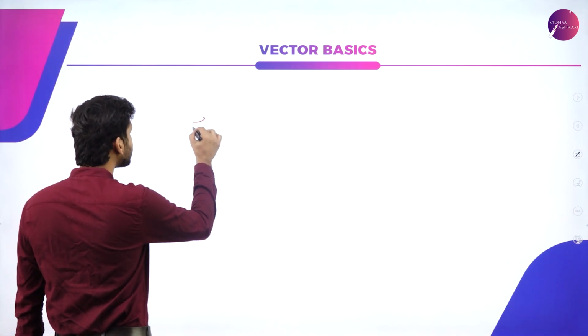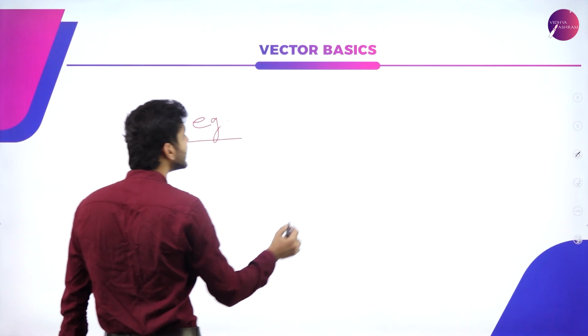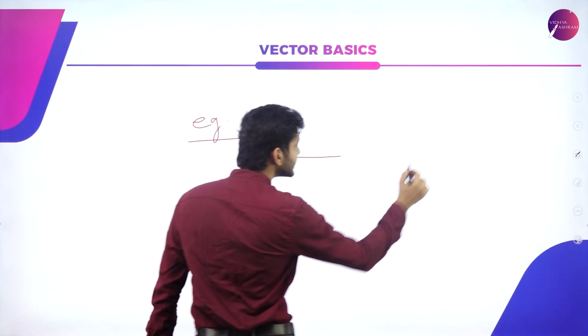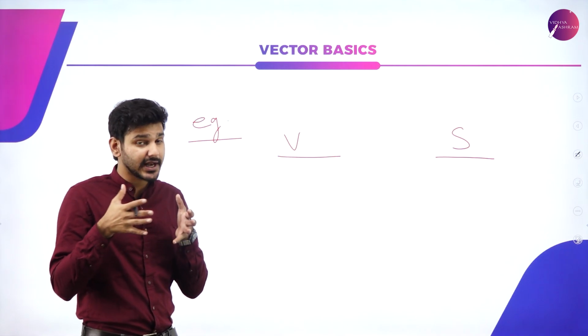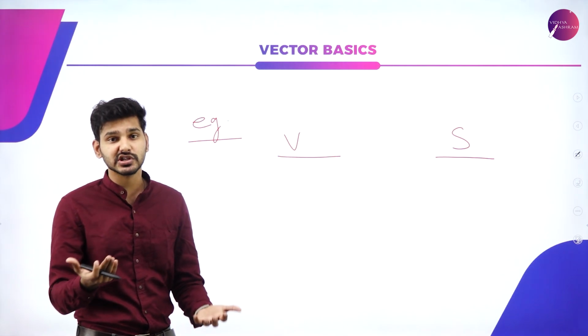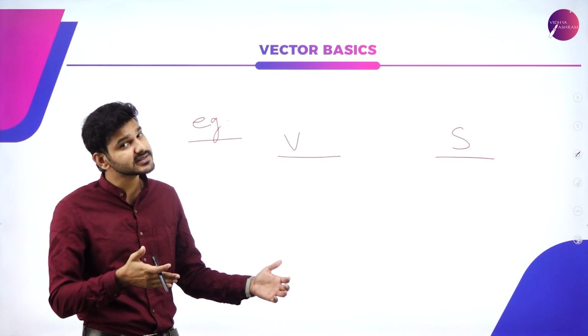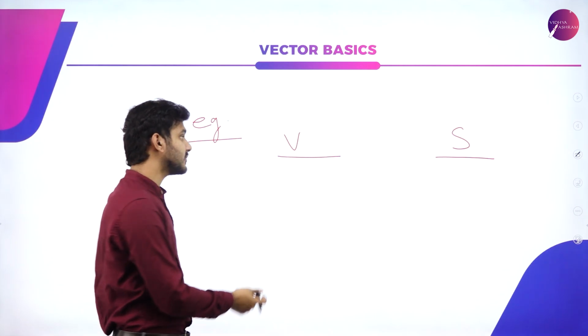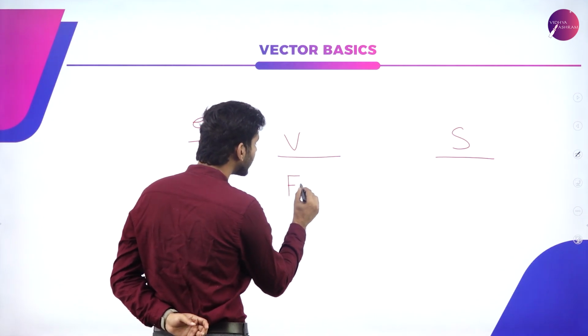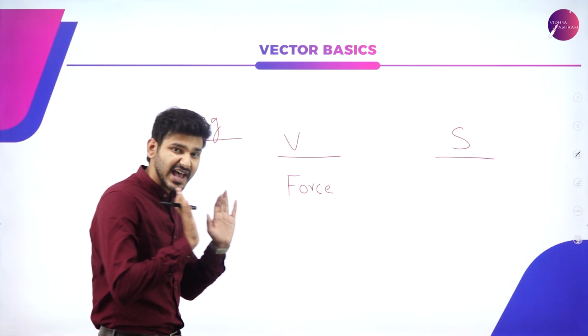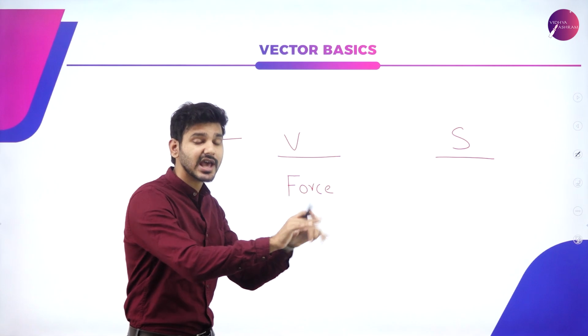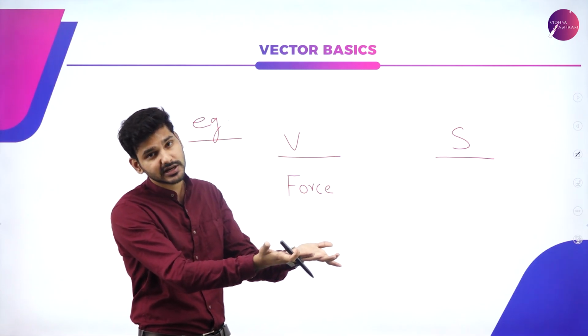Examples of vector and scalar quantities. Let's say these are vectors and these are scalar quantities. Before diving into vector dynamics, that is how vectors actually function, we have to know which ones are vectors and which ones are scalars. For example, we'll start with the vector which we all know, that is force. We know that force has to be applied in a particular direction and there will be a particular value to that force.